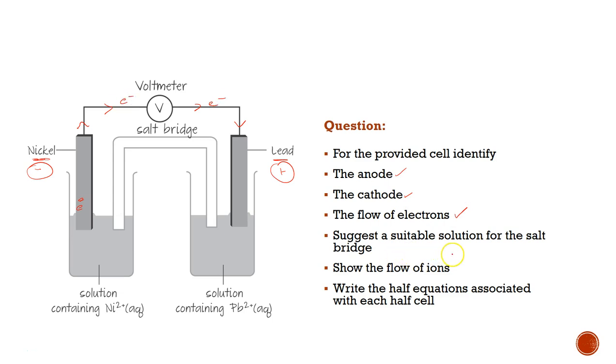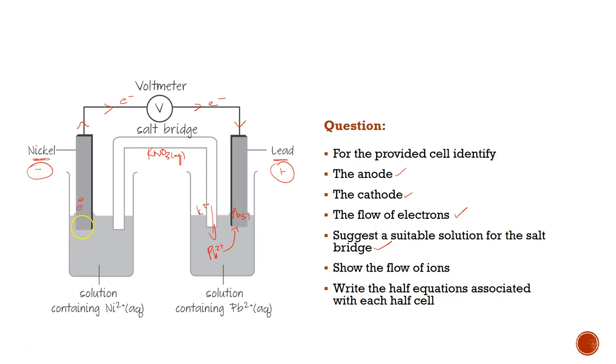Suggest a suitable solution for the salt bridge. Well, potassium nitrate is pretty much our great salt bridge. Okay, show the flow of ions. Well, we will have Pb2+ being reduced to Pb solid. And in that case, we will have potassium ions coming down out of the salt bridge.